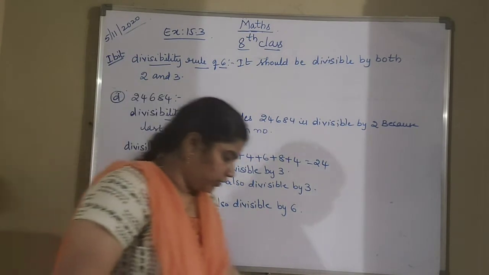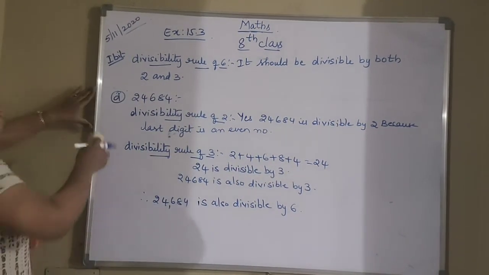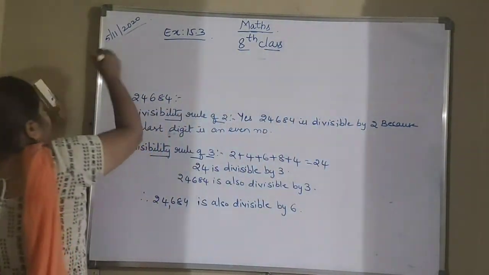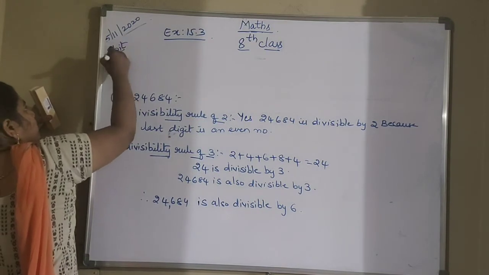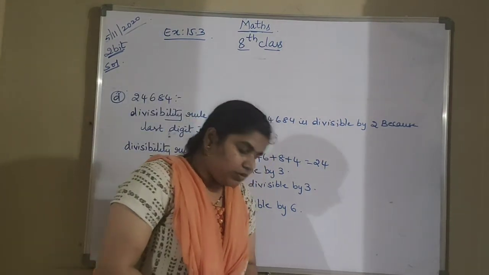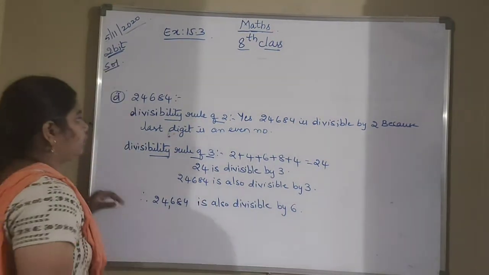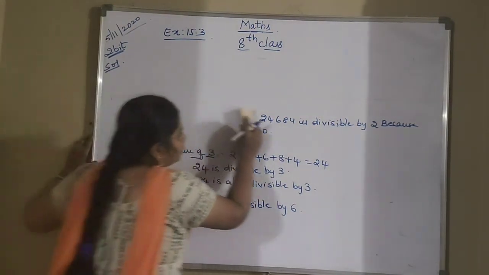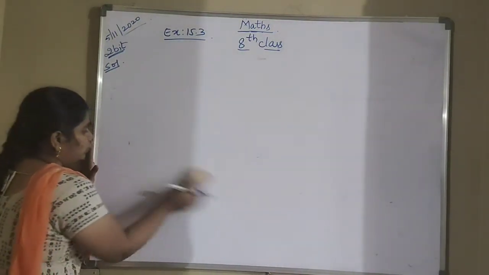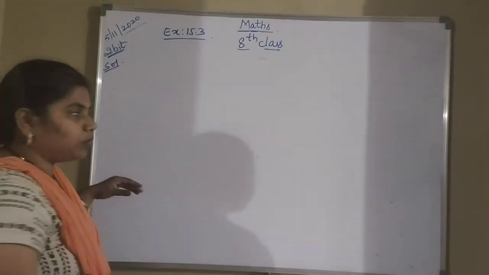Next we have to check for 4. What is the second bit? Check whether the given numbers are divisible by 4 or not. So we have to check for 4. What is the divisibility rule of 4? The last 2 digits should be divisible by 4. So we have to check the last 2 digits. If they are divisible by 4, then the whole number will also be divisible.